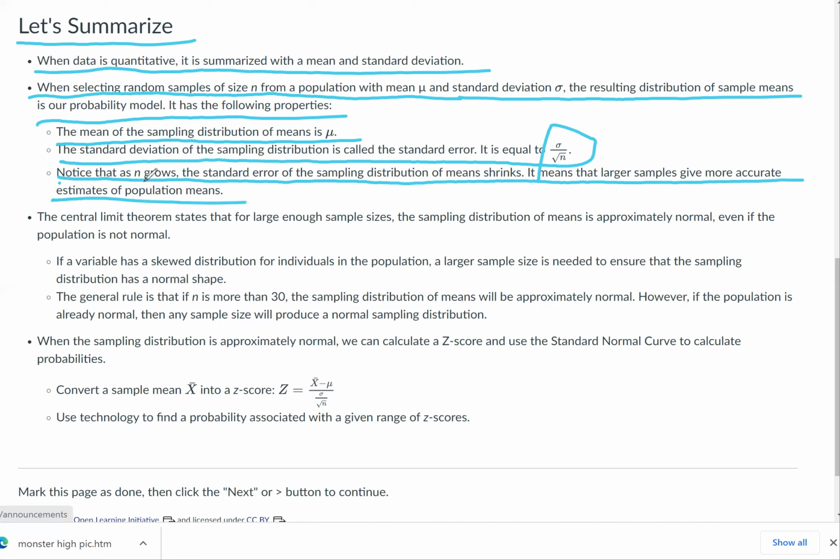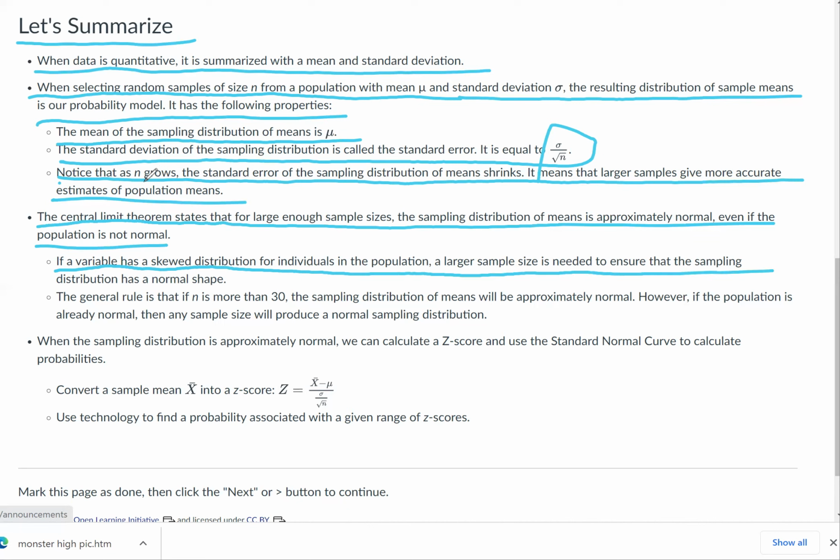We also saw that the central limit theorem states that for large enough sample sizes, the sampling distribution of means is approximately normal, even if the population is not normal. If a variable has a skewed distribution for individuals in the population, a large sample size is needed to ensure that the sampling distribution has a normal shape. The general rule is that if n is more than 30, the sampling distribution of means will be approximately normal. And 30 is always the magic number. It's from the central limit theorem, no matter what example you're looking at.